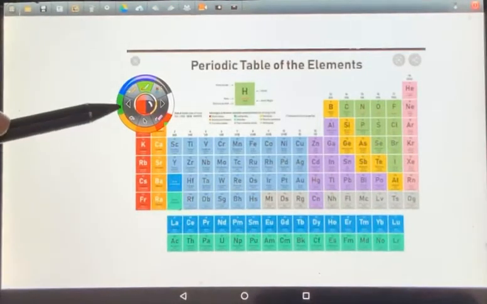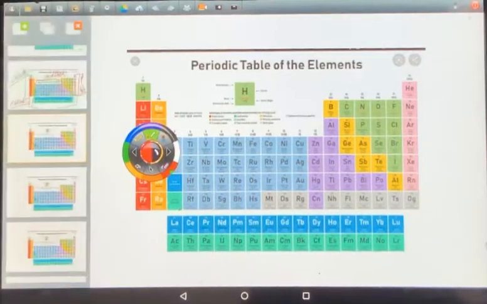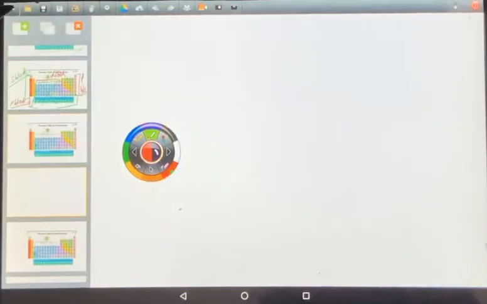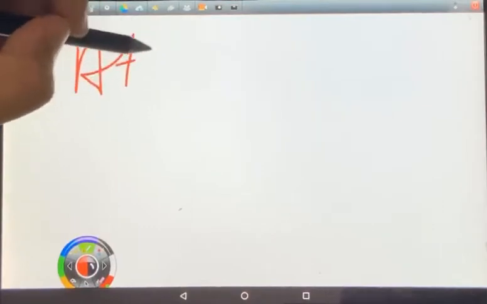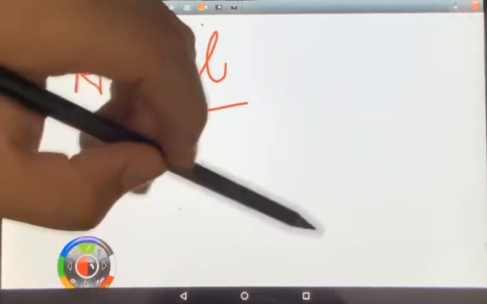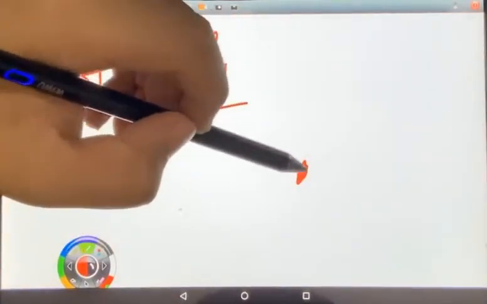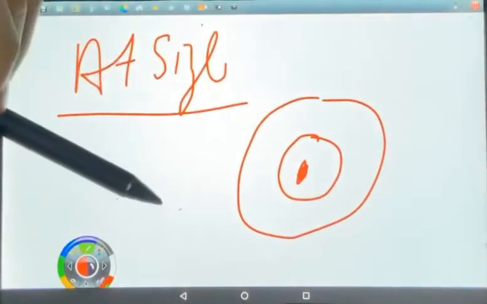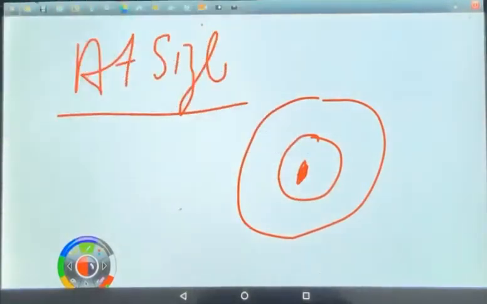So just see this now. The first trend we will be taking up in the periodic table is atomic size. Do you understand? Atomic size. Now what is atomic size? If I draw a Bohr model of an atom, suppose this is an atom. It has two shells and there is a nucleus.